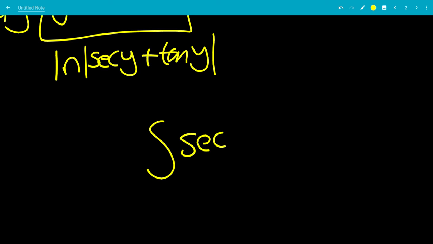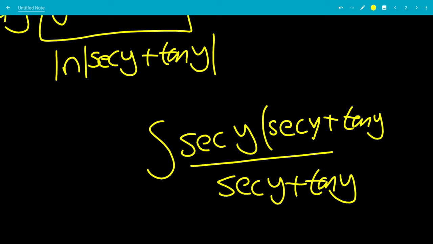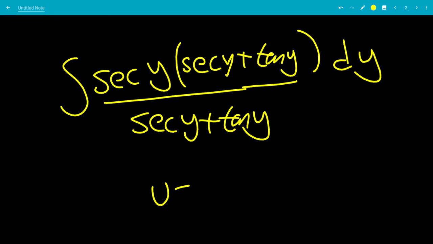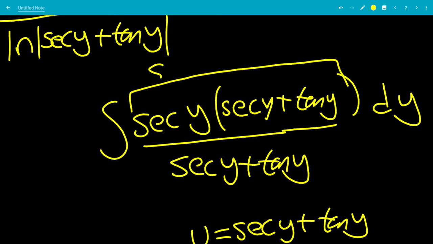Okay, how do we do this? So the integral of secant y. The fastest way of getting this is you can multiply top and bottom by secant y plus tangent y, and this is multiplying by 1, so it doesn't change anything. Okay, so if I let u equal secant y plus tangent y, now on the top, what are you going to get? So you're going to get secant squared y plus secant y tangent y.